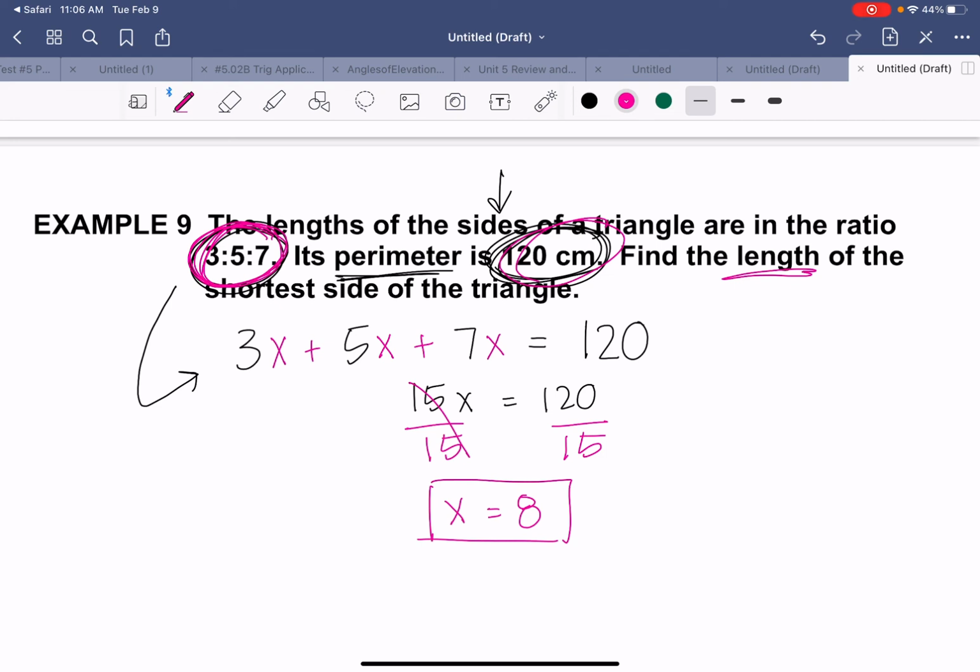If we're trying to find the length of the shortest side of the triangle, we're going to multiply 8 by 3, because that's the smallest part of the ratio. So 3 times 8, which is 24. So the length of the shortest side of the triangle is 24.